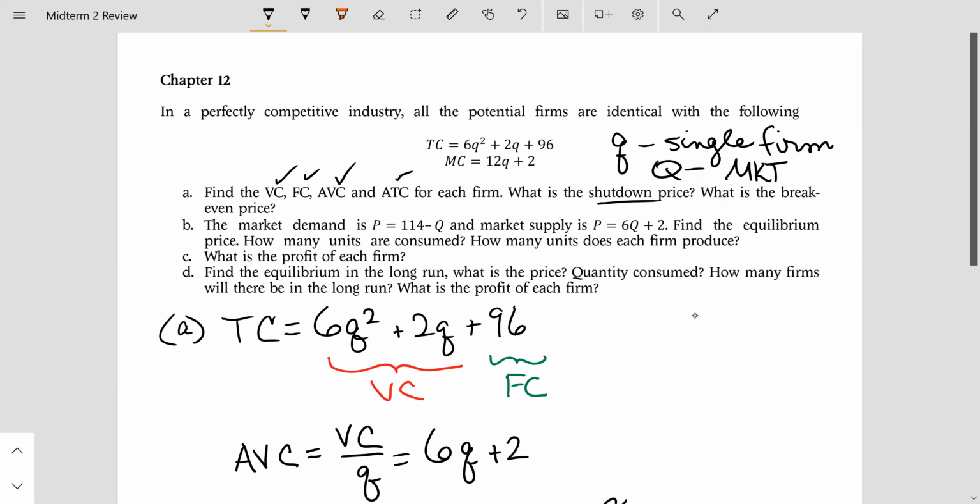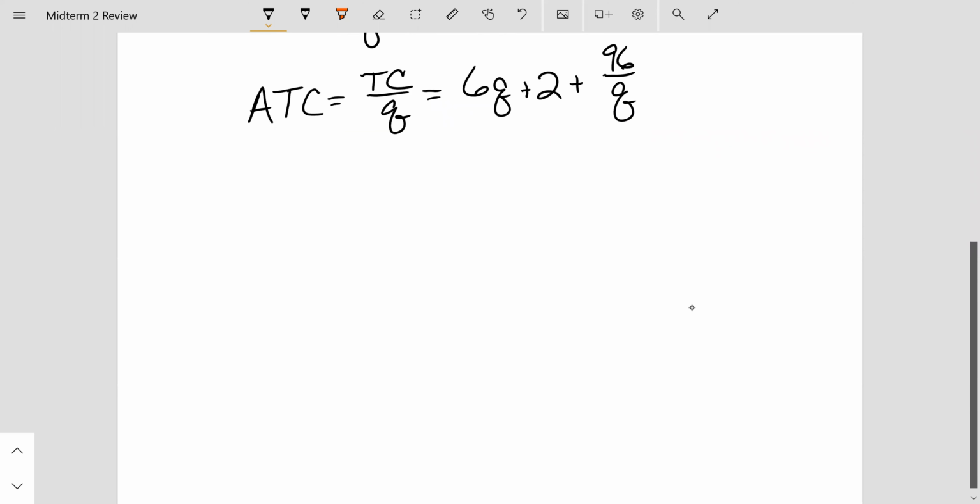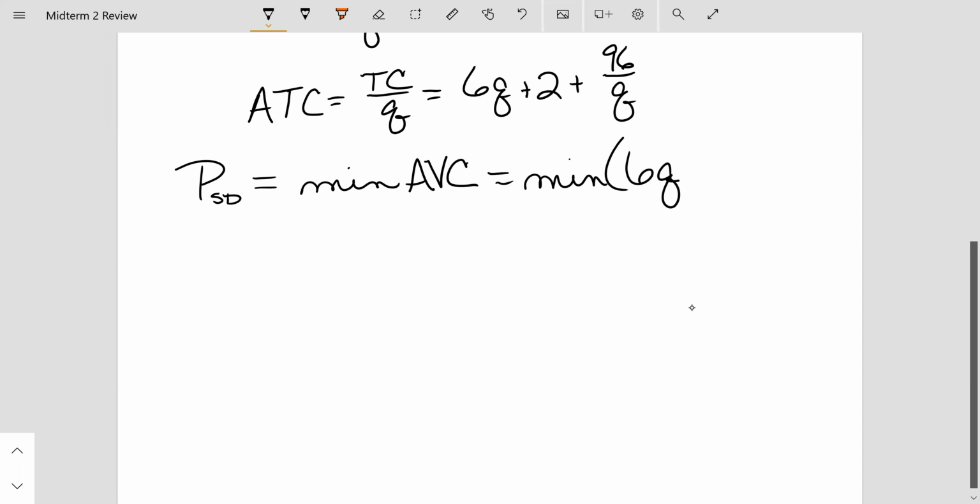Now I want to know what's the shutdown price. Well, the shutdown price, so I'll label PSD, is equal to the minimum average variable cost. Well, we're really just taking the minimum of 6q plus 2. Well, the smallest value for this is q equal to 0, giving us an average variable cost of 2. So $2 is our shutdown price.